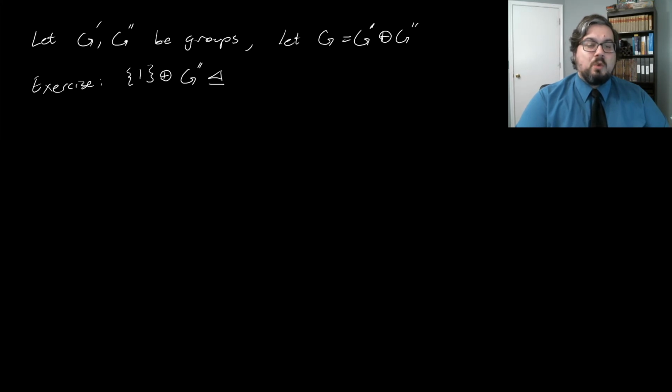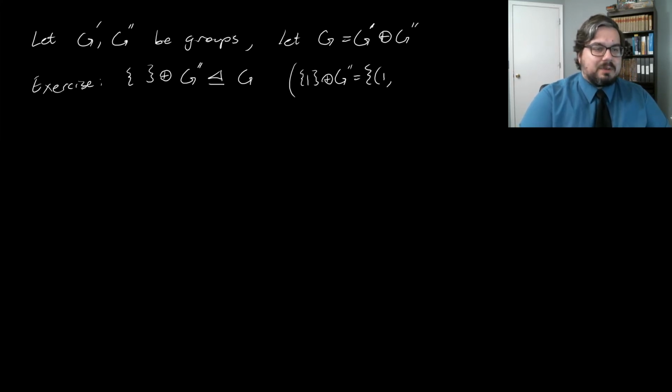All right, a few more points here. Let's let G prime and G double prime be groups, and let's let G be their direct product, the direct product of G prime with G double prime. Now an exercise is to show that the subset one direct product with G double prime is a normal subgroup of G, where one direct product G double prime is, of course, just the set of all pairs, or I shouldn't write one, I should be writing identity here, that's what I meant.